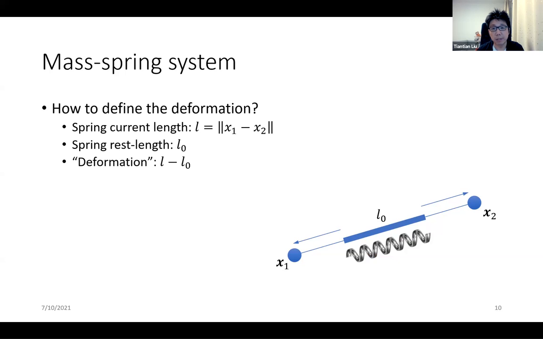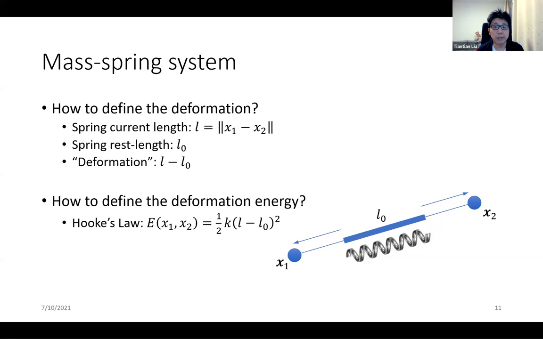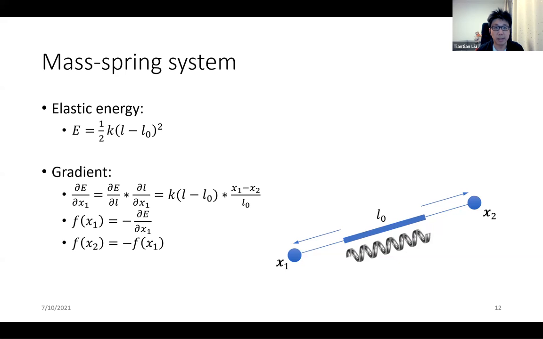Apparently, the deformation of the spring is the difference between its current length and the rest length. According to Hooke's law, we can also define the potential energy stored in a spring as the square of its deformation times 1/2 of its stiffness. Once we have the energy, we can compute the spring force as the negative gradient of the elastic energy. Well, that's all we need to know to simulate the deformation of the mass spring model, right?